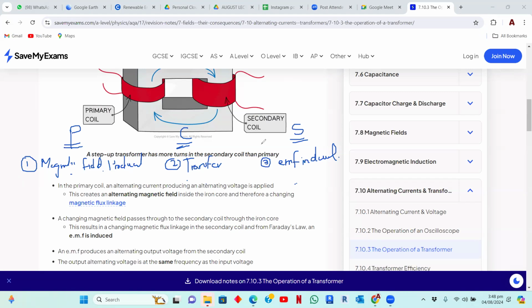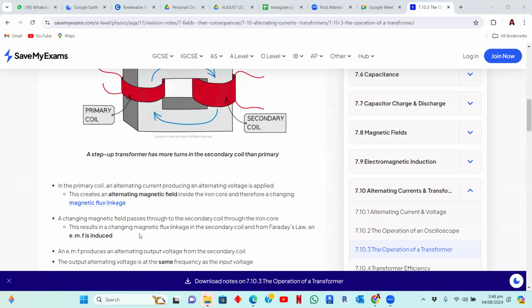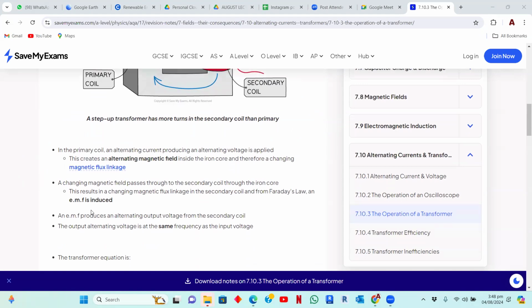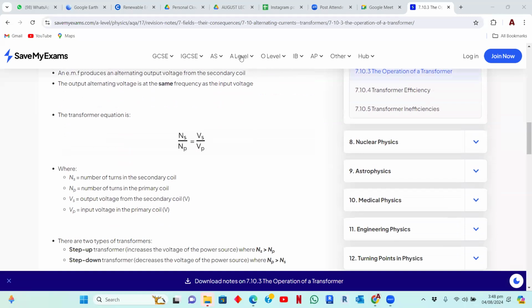Now, the EMF that is produced at the secondary coil in turn produces an alternating output voltage from the secondary coil, and the output alternating voltage is at the same frequency as the input voltage. Okay, there is an output voltage as well, and this is the transformer equation.